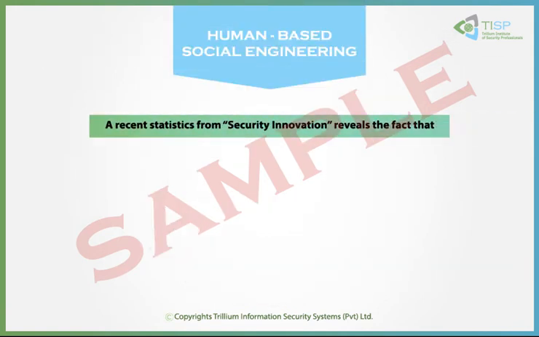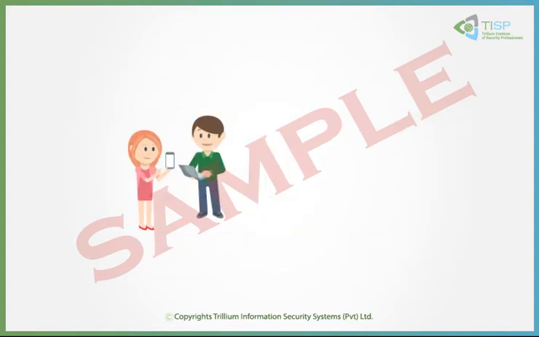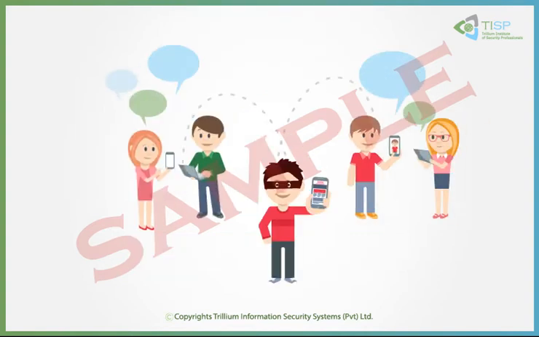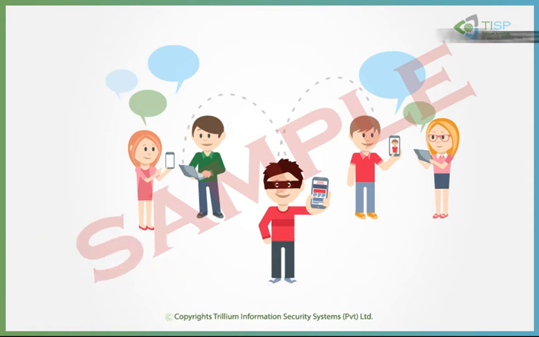A recent statistic shows 52% of security breaches are due to the weakest link of an organization, which are people. This happens because most people are unaware of the important information they possess and hence can easily be manipulated into disclosing it.